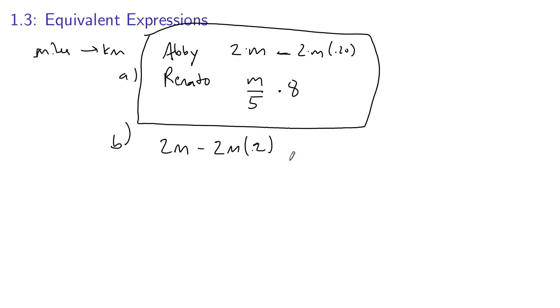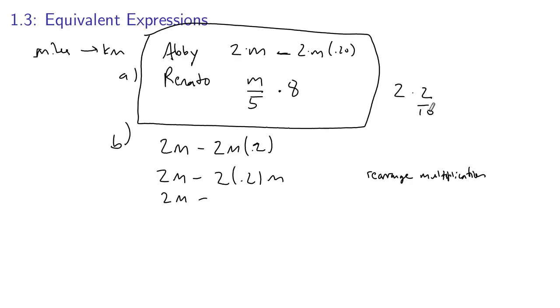So we can make an equivalent expression to 2m minus 2m times 0.2 using the rules of arithmetic and algebra we know. For instance, we can rearrange multiplication: 2 times 0.2 times m. Rearranging multiplication is an operation on expressions that will never change the truth value. 2 times 0.2 is the same as 2 times 2 over 10. 0.2 is 2/10, or 20/100, which is 4 over 10, or 0.4.